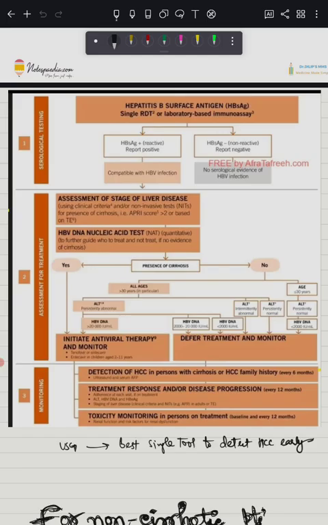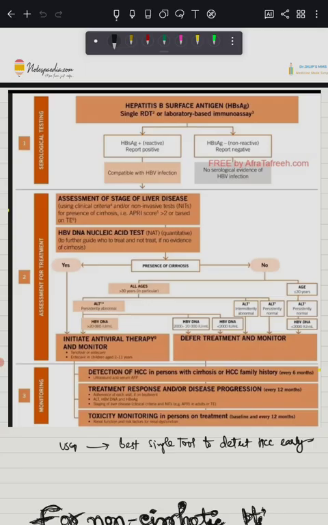Preferred is tenofovir alafenamide, TAF, for renal and bone safety. So you avoid tenofovir DF in CKD or osteoporosis patients. We have two tenofovirs, one is TAF, another is TDF. You will give tenofovir DF in pregnant patients, whereas tenofovir alafenamide is to be given in patients who have renal issues like CKD or who have osteoporosis.